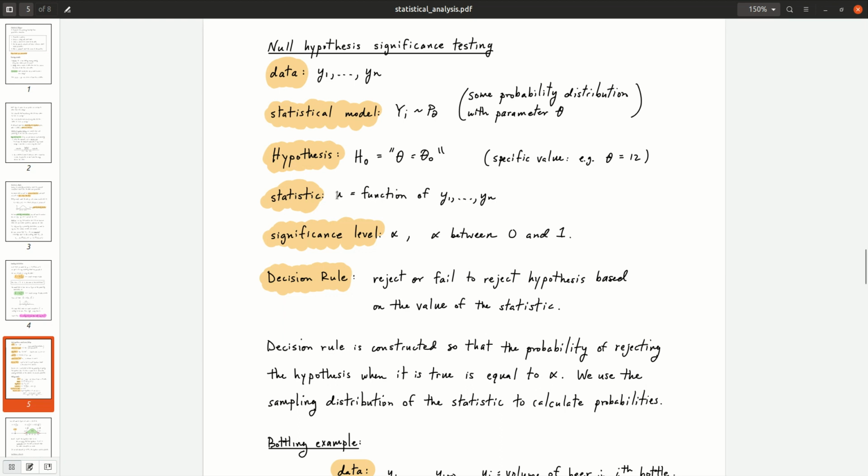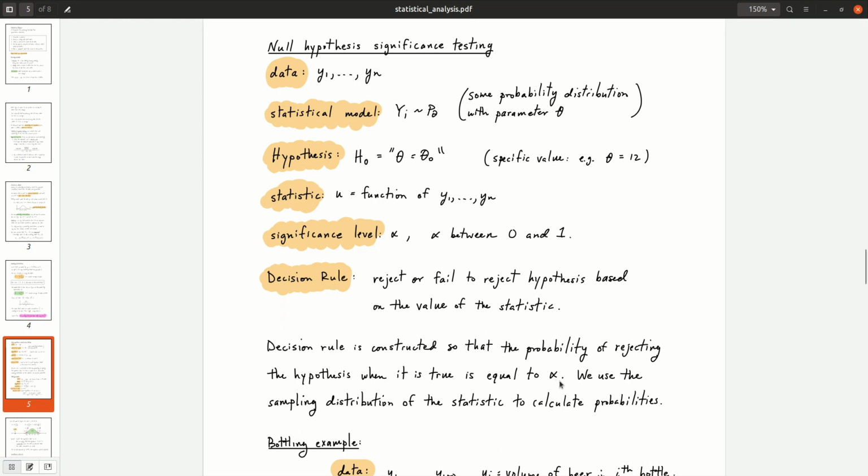So we're going to get a statistic. The idea is that the statistic tells us something about this parameter. And then we're going to make a decision about whether we're going to reject or fail to reject this hypothesis based on this rule that we write down. The interesting thing here is that this decision rule is constructed so that the probability of rejecting the hypothesis H0, when it is true, is equal to alpha. So this is where the significance comes in.